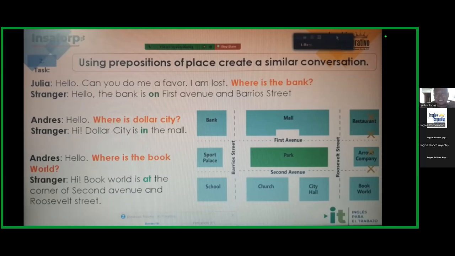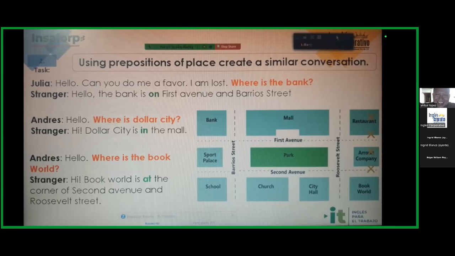Pero ahí utilizamos, vamos a escribir aquí, at the corner of Barrios Street. Esa es una forma que podríamos utilizar, porque como está en la esquina, utilizamos la palabra corner. Pero podríamos decir que la escuela, su entrada principal, digamos que está en la segunda avenida. O para decir enfrente de la iglesia, ¿cómo sería ahí? In front of. Cabal, exacto. In front of.